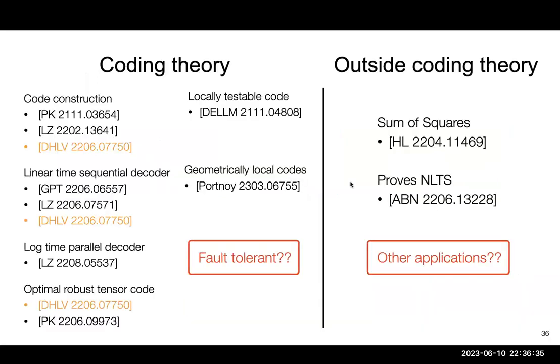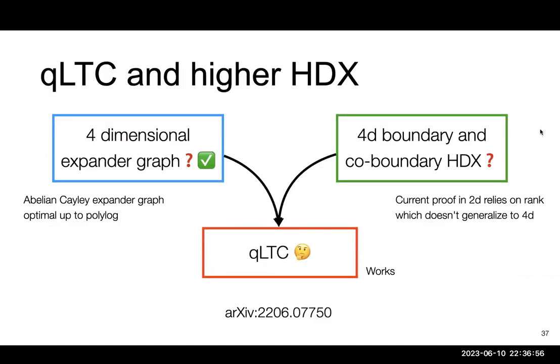So what are some open questions? Well, one question on the coding theory side is, here we focused on constructing the code. But can we turn them into some robust computation? So that's fault tolerance. And outside of coding theory, one can ask, are there other applications? And at the end, I want to go back to this question of higher dimensional generalizations. In particular, it's a natural question to ask whether there is a high dimensional generalization, but at the same time, it has some practical implications for quantum locally testable codes.